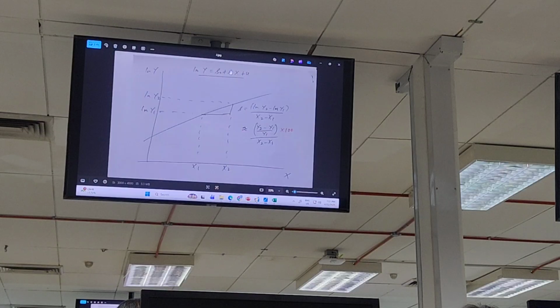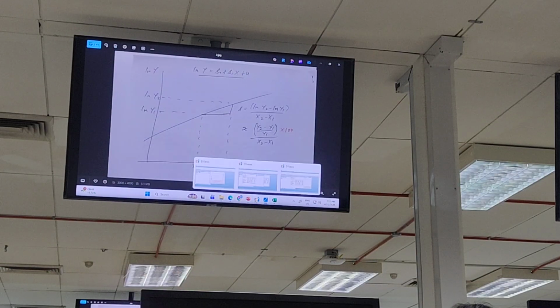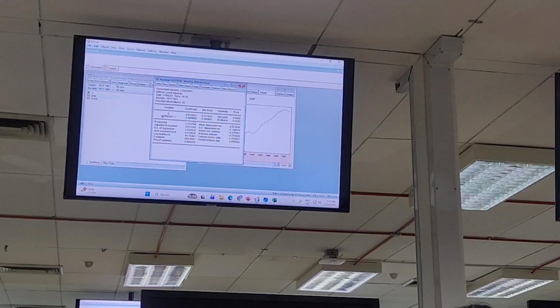In your beta 1, the estimated value is a relative change. So in order to interpret it as a percent, you have to multiply that value, 0.024, by 100, then you can interpret it as a percent.